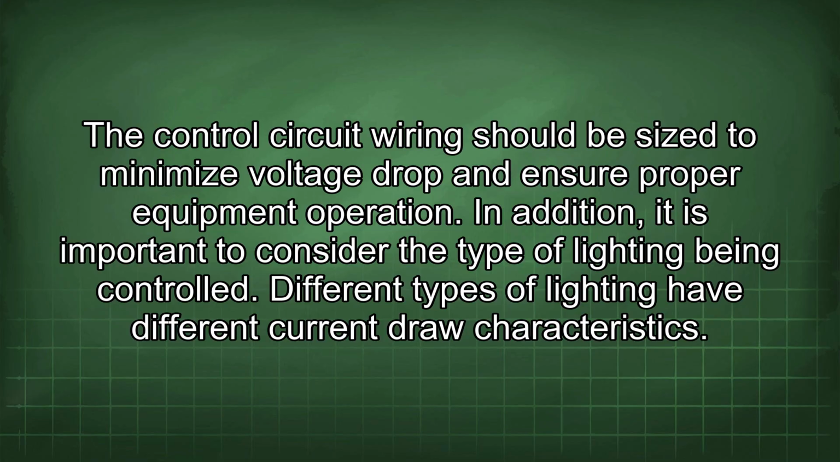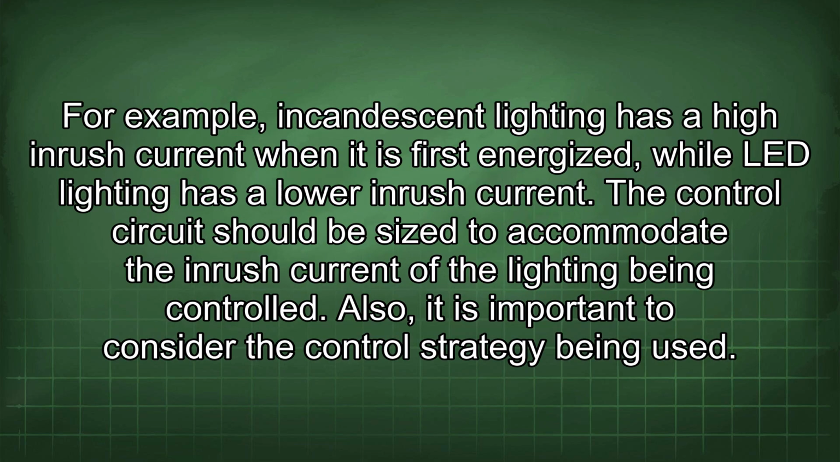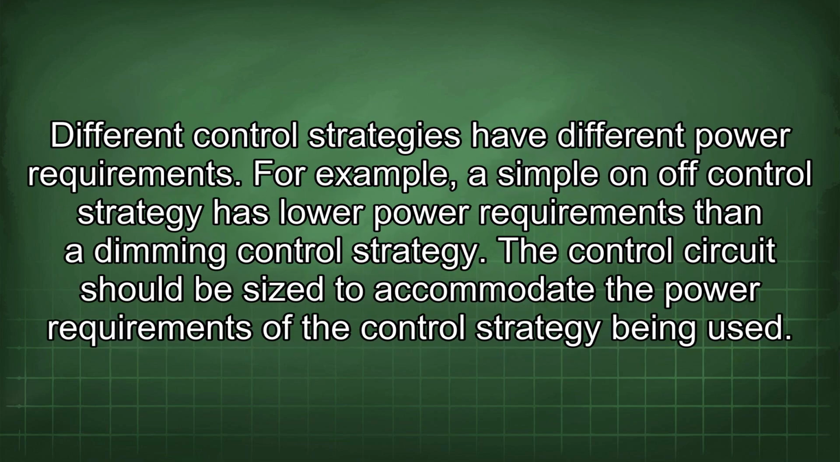In addition, it is important to consider the type of lighting being controlled. Different types of lighting have different current draw characteristics. For example, incandescent lighting has a high inrush current when it is first energized, while LED lighting has a lower inrush current. The control circuit should be sized to accommodate the inrush current of the lighting being controlled. Also, it is important to consider the control strategy being used. Different control strategies have different power requirements. For example, a simple on-off control strategy has lower power requirements than a dimming control strategy. The control circuit should be sized to accommodate the power requirements of the control strategy being used.